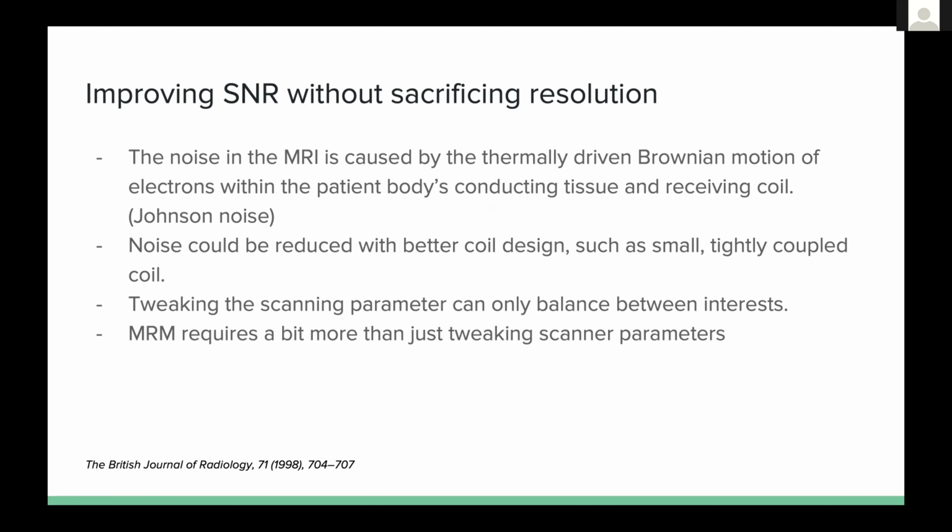One way would be to improve the signal strength. In order to do that, we can use better coil designs or other hardware changes, which Ryan will introduce a bit more on that topic.